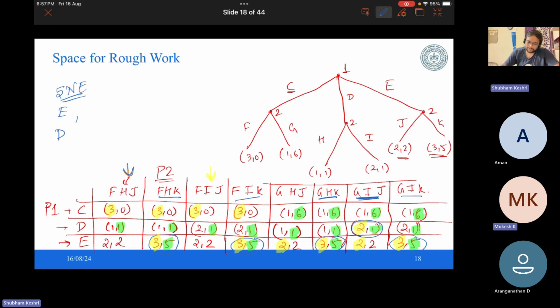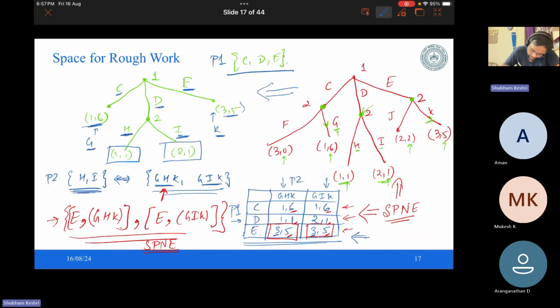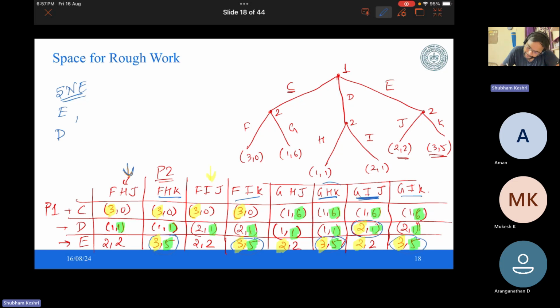How does it compare with SPNE? Right. We will do just that now. So you see, we have SPE, we can say it is E G H K and E G I K. But Nash equilibrium is giving me more. He's saying you can also play E F H K and F I K. Sorry, it will be the last column, not the second last column. Yes, sorry. Yes. And this is extra.